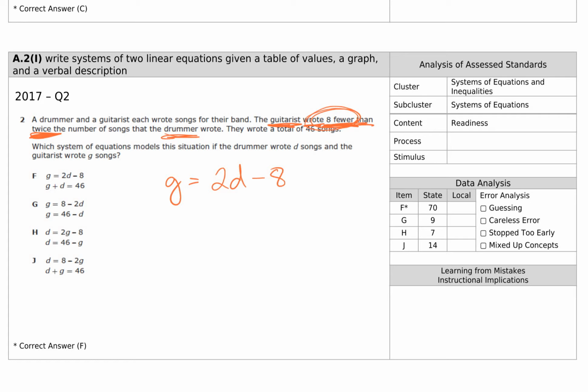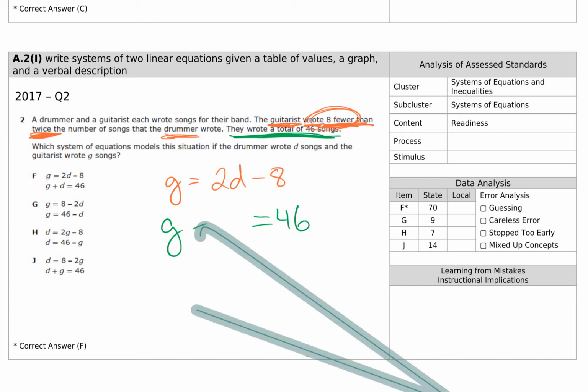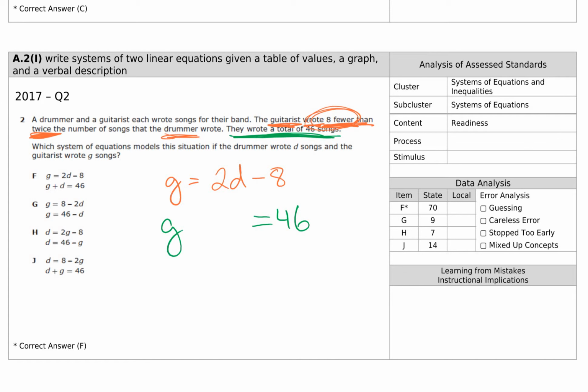Now we work on the other equation. They wrote a total of 46 songs. So we see a total, 46. And what's that total of? Well, the number of the guitarist plus the number of the drummer. Let's compare equations here. G equals 2D minus 8. That first one works. G plus D equals 46. That one works as well.